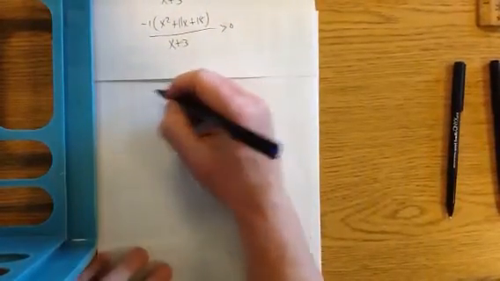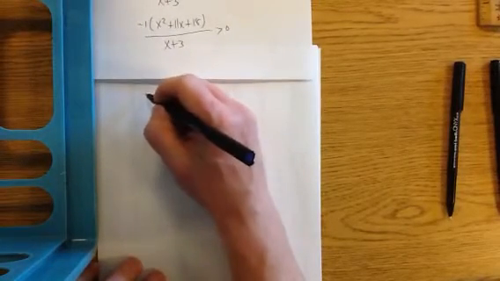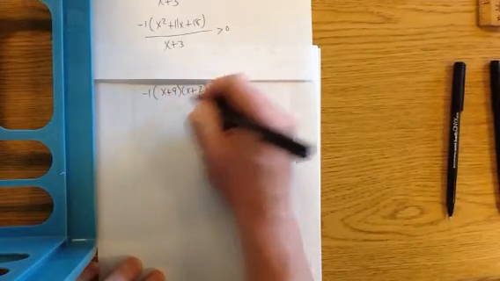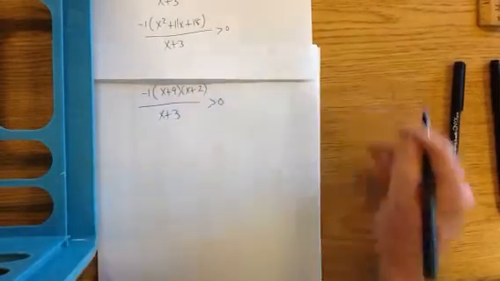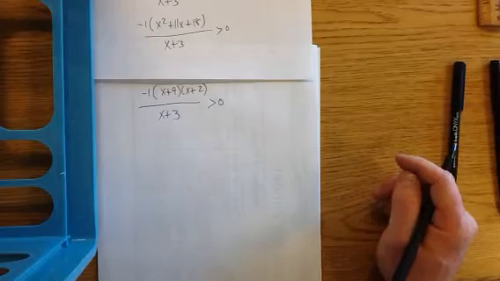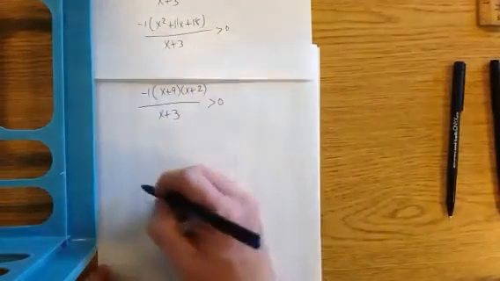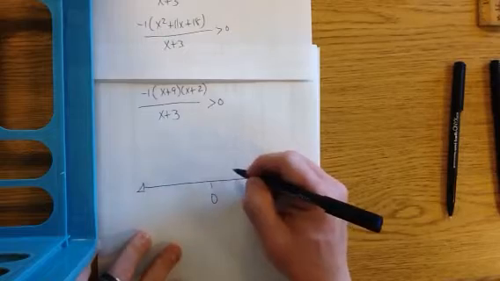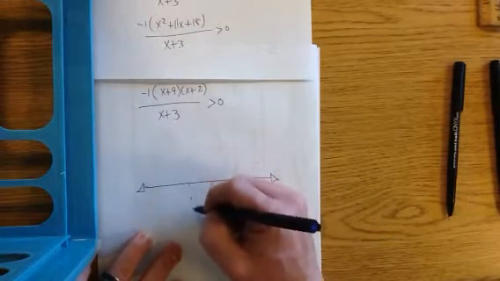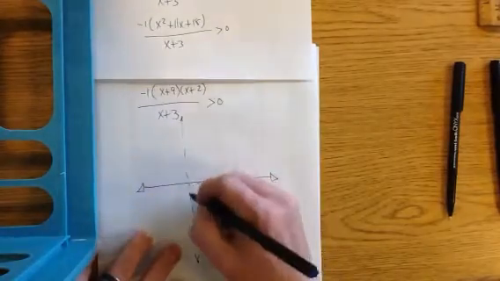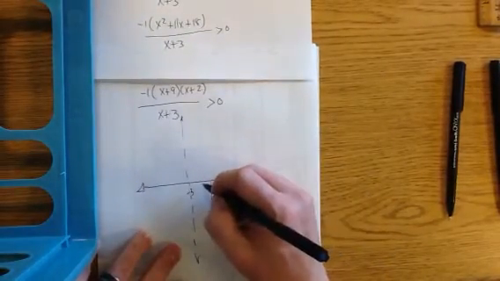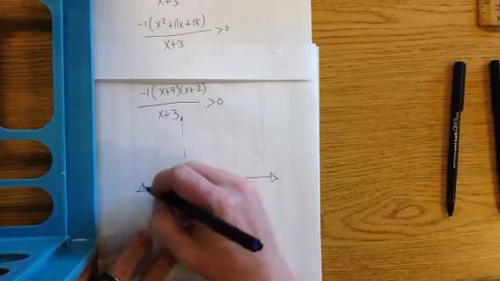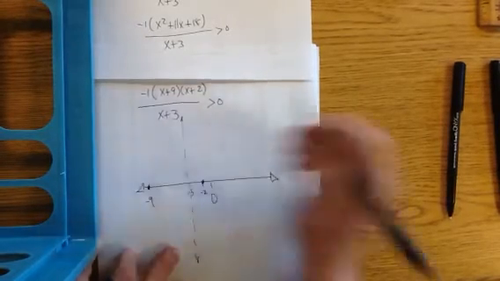So this is a factorable problem. When I factor it, I'm going to come up with negative 1, x plus 9, x plus 2 over x plus 3 is greater than 0. And from here we can see that we have zeros and we have an asymptote. We can go ahead and start constructing our sign chart. So we have a vertical asymptote at negative 3, at negative 2 we have a 0, and out here somewhere, negative 9, we have another 0.